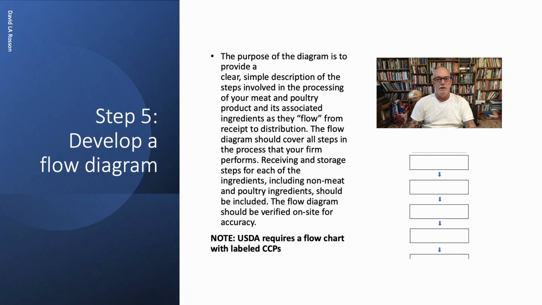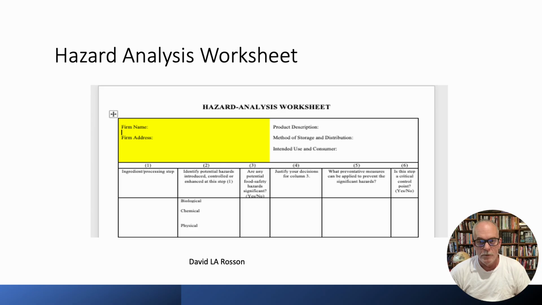Step number 5. Let's create a flow diagram. You create one based on what you do. All the inputs, all the outputs. All right, 18 steps to a HACCP plan. We're getting ready to move into step number 6 already.